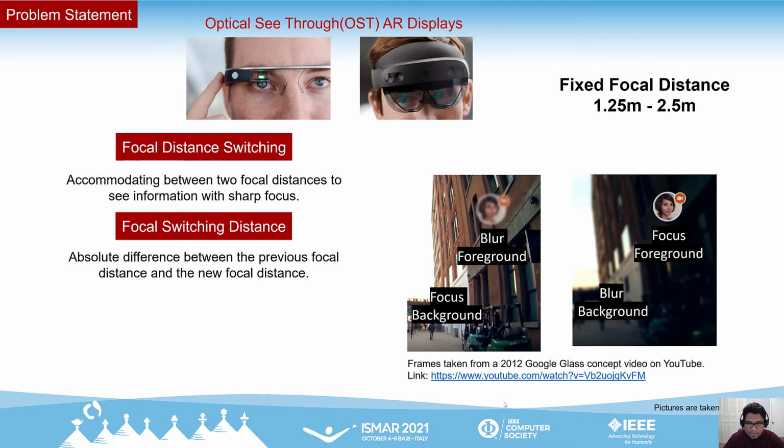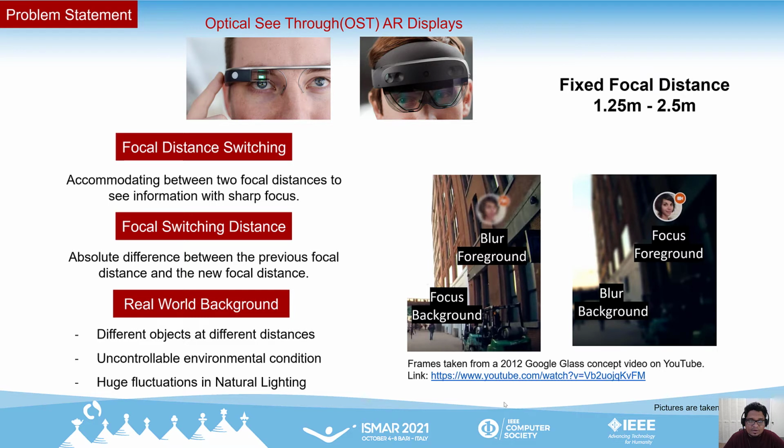Now, these pictures are taken from a YouTube video where a person is wearing a Google Glass and walking in an urban street. What we observe from this video is that when the person focuses on the background, his foreground AR information becomes blurred, and when the person focuses on the foreground AR information, his background becomes blurred. Therefore, to integrate information, this person needs to switch his eye focus back and forth every time between the two focal distances.